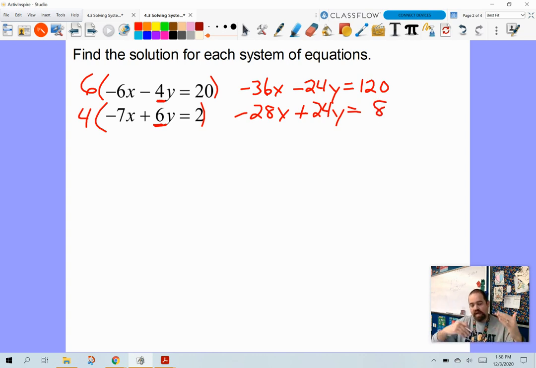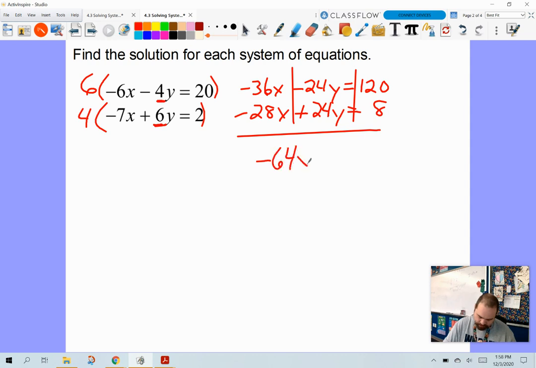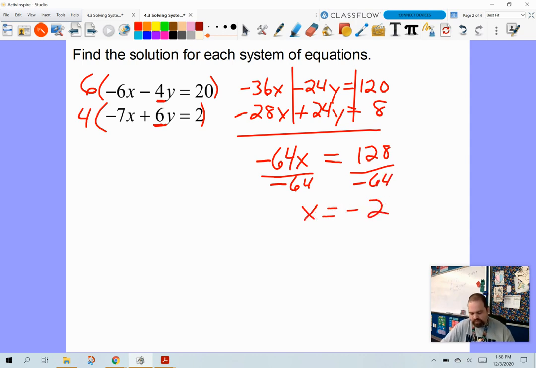And again, if you look at your columns, that y column is going to cancel itself out. So when I add these guys up, -36 and -28 is -64. And over here, I have the y's cancel, and I have a positive 128. Divide out your -64. And I've got x to be -2.